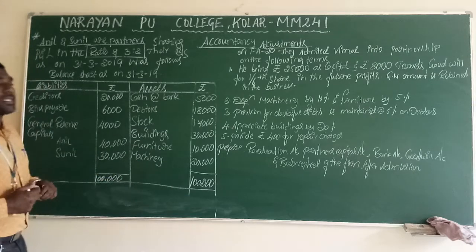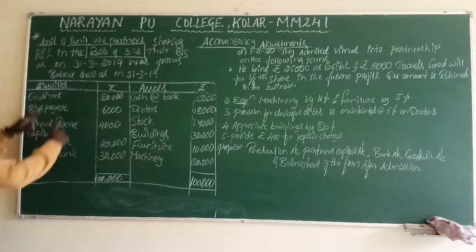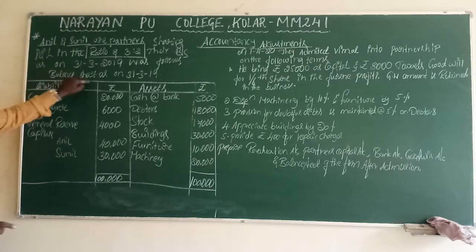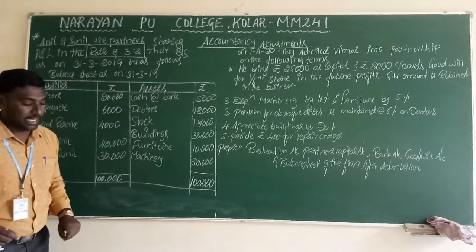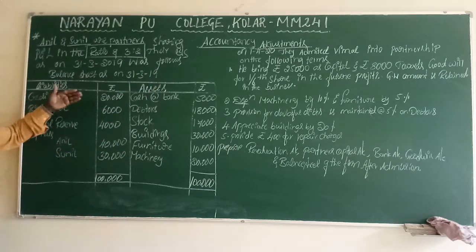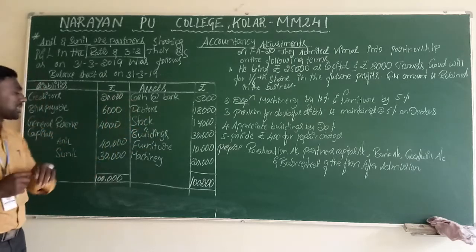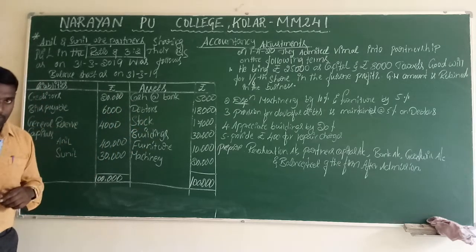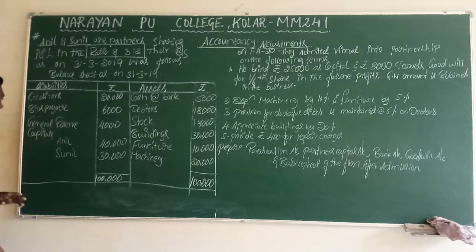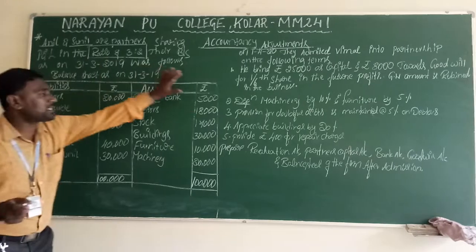So here also some important information is given. The balance sheet as on 31st March 2019 is given. But in this balance sheet, some transactions will come to this account and some will come to the new balance sheet. So first we have to separate these. The balance sheet headings given are liabilities, amount, assets, amount.